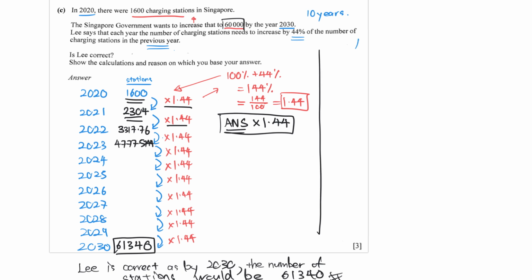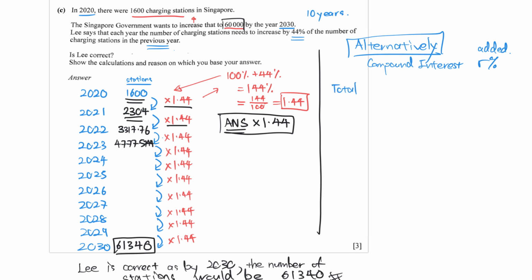Alternatively, I'm going to use blue here. If those of you who are very good with the topic of compound interest, we can actually use the formula of compound interest. Meaning, every year there is a percentage of R added every single year. A percentage addition. So, basically you want to know the total stations when I first start with my principal amount of 1,600 stations and I do it for 10 years.